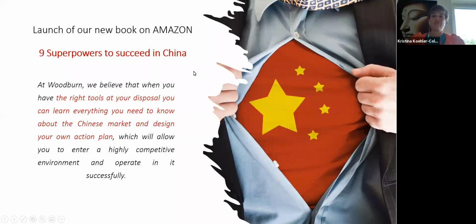And just to finish off on the intro, in 2020, I wrote a book on the 9 superpowers to succeed in China, which are ultimately 9 very important principles that are required by every company to create a sound foundation, a stable foundation when going into the Chinese market.